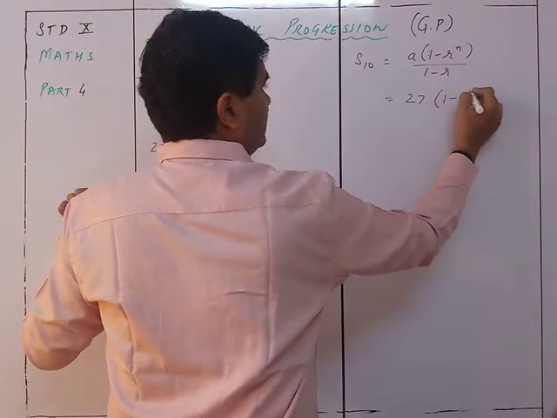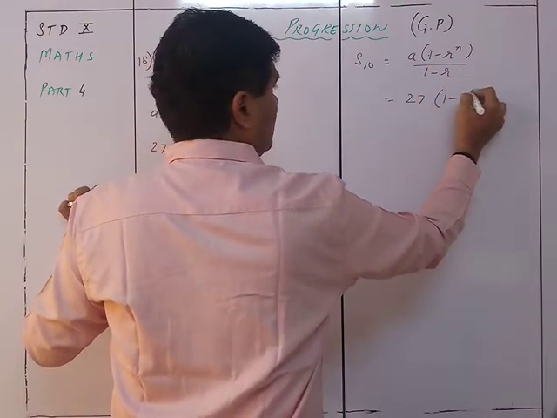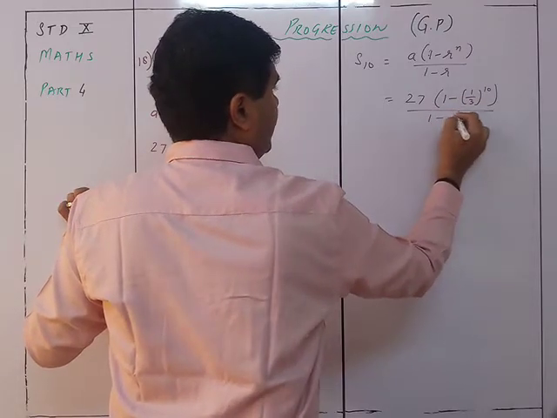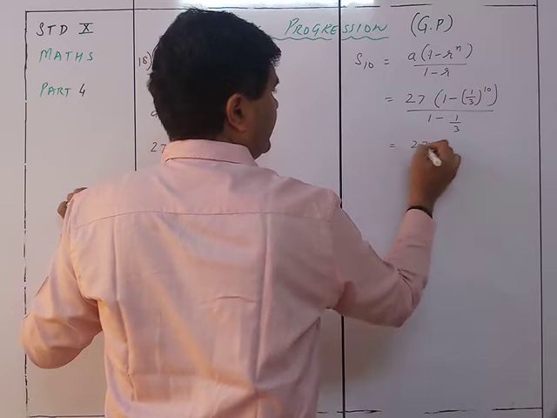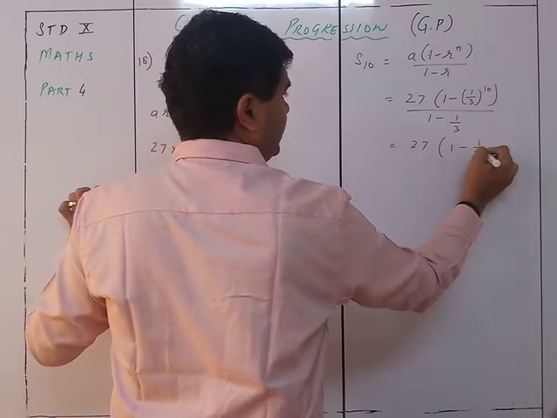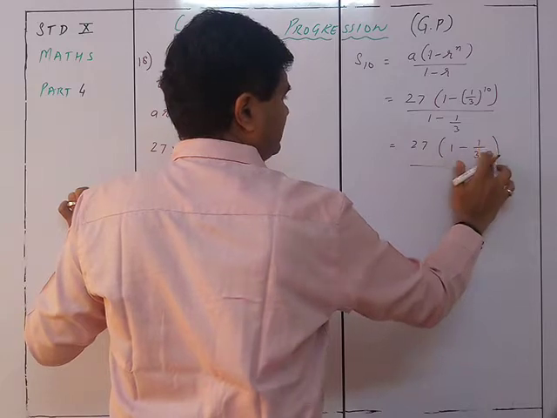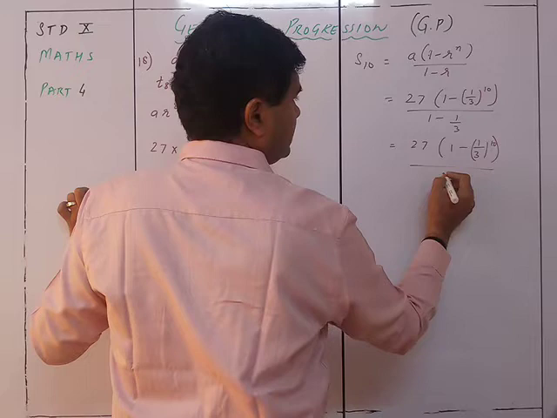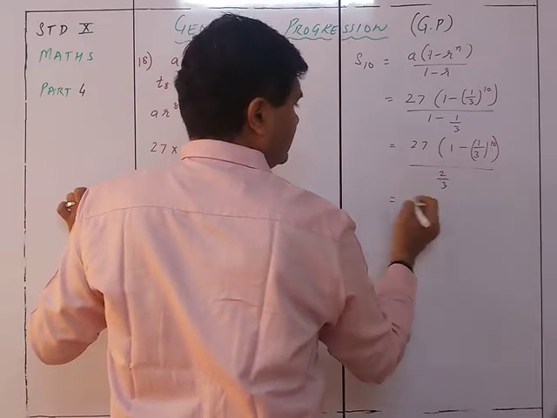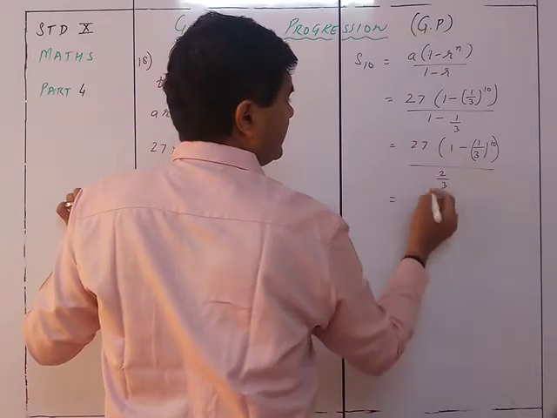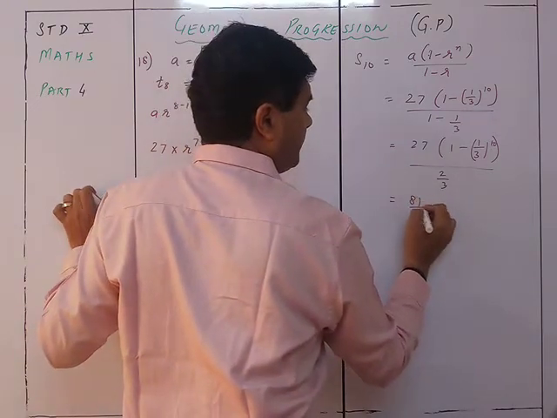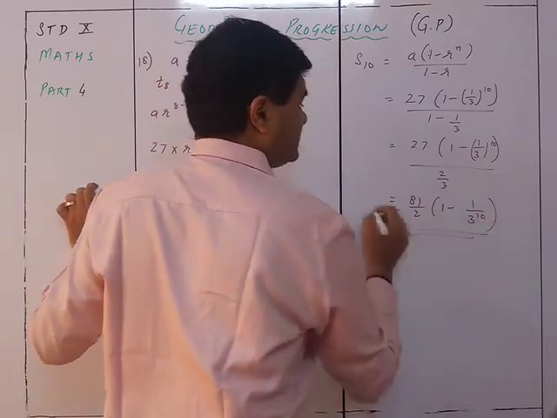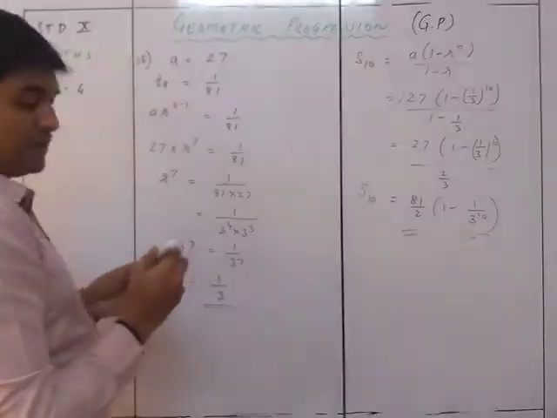So it will be 1 minus 1 upon 3, the whole raised to n, so that is 10, upon 1 minus 1 upon 3. That is 27 upon 1 minus 1 upon 3 raised to 10, let it be like this only. This is 3 minus 1, that is 2 upon 3. So you get 27 into 3 is 81 upon 2, 1 minus 1 upon 3 raised to 10. So that will be the answer of S10 of sum number 18.